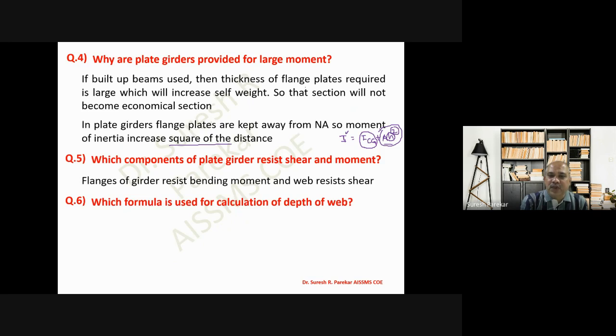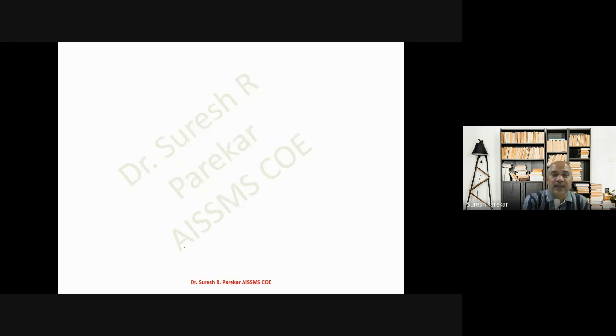Which formula is used for calculation of depth of web? Generally this is an empirical formula used to calculate the depth of the web: (Mk upon fy) to the power 1 by 3, or cube root of Mk upon fy. M is bending moment, k is d by tw, where d is depth of web and tw is thickness of web, and this value of k again depends upon the stiffeners provided. Then what is the clause for this, that we will see.